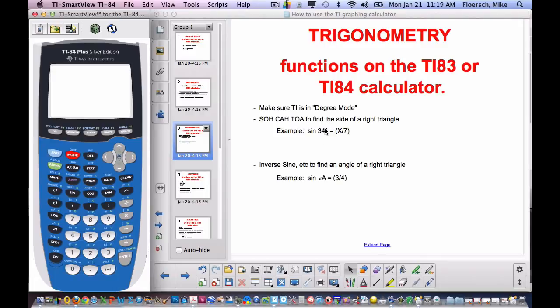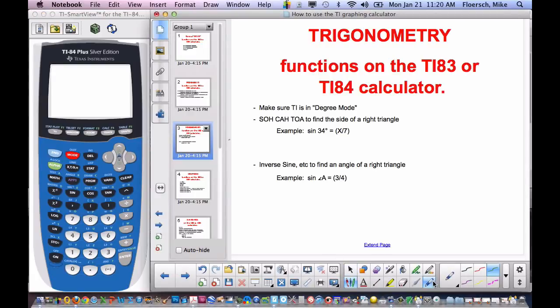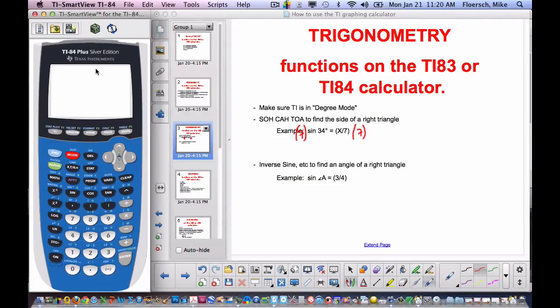For example, I go through and I solve and I come up with the problem that the sine of 34 degrees is equal to x over 7. Well, to solve for what x is, whatever that other side is, I would multiply both sides by 7. Then I would go to my calculator and I would do 7 times the sine of 34 degrees, and I hit enter. You can close parentheses if you want, but if you're done, you just hit enter. And there's your answer. 3.91 units is how long that side is.